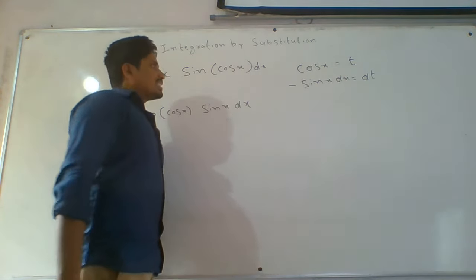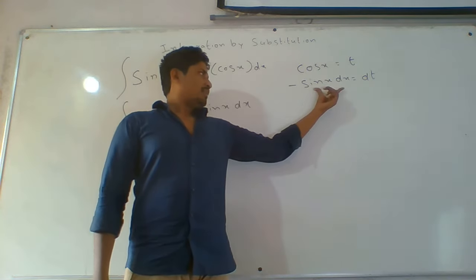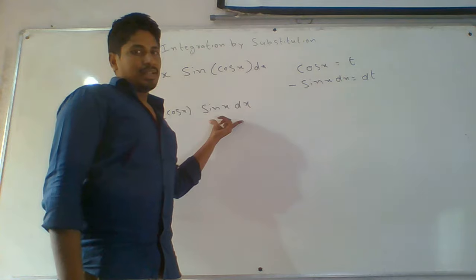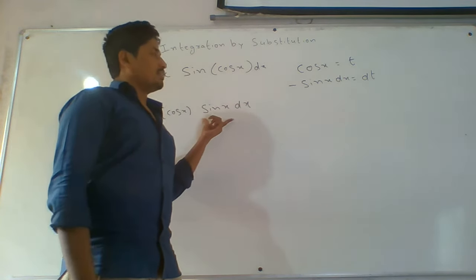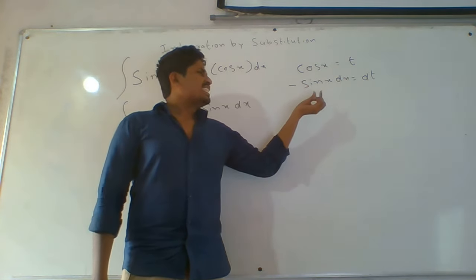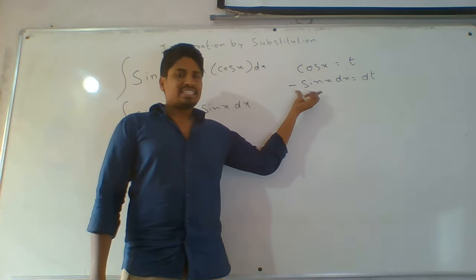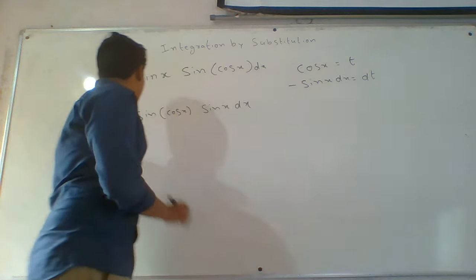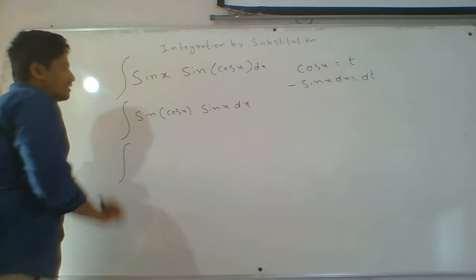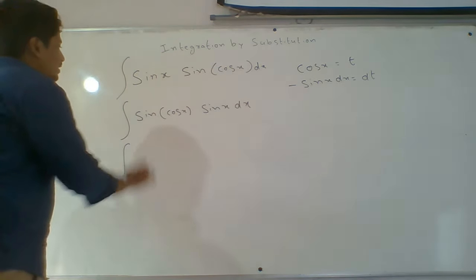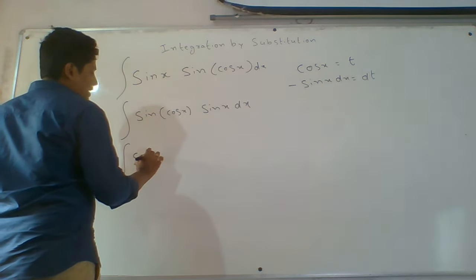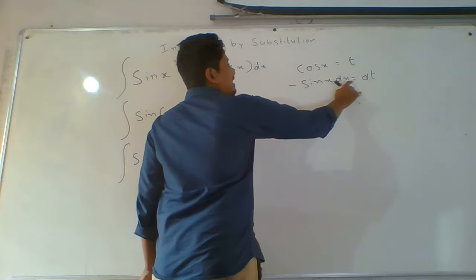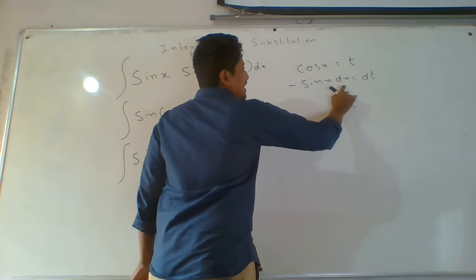Sometimes what we get will not be exact, so if there is a little change in the constant, you can adjust it. Here minus sin x dx equals dt. I will convert the following totally in terms of t. In the place of cos x you put t, and in the place of minus sin x dx it is dt.